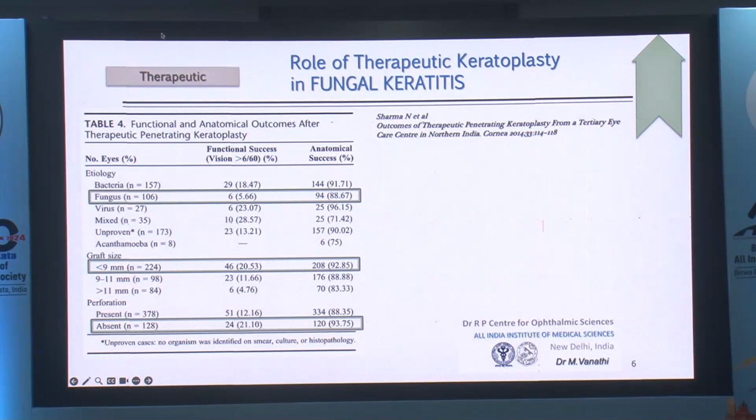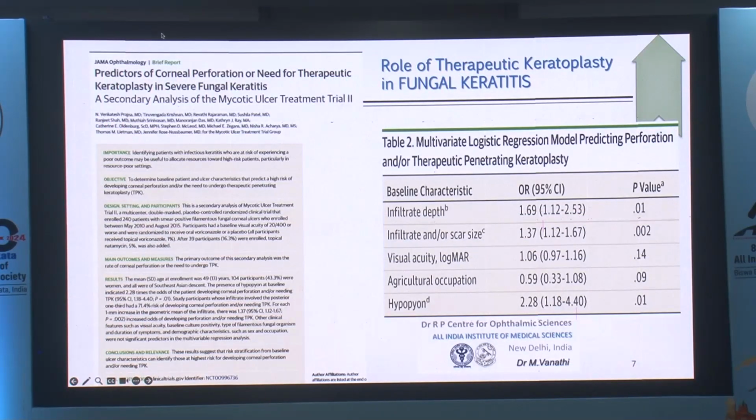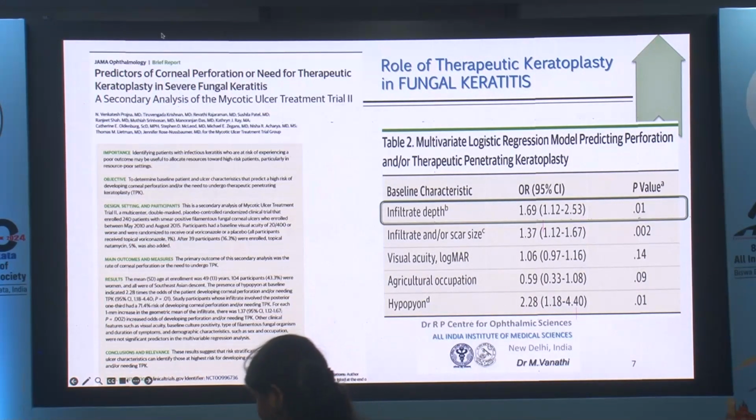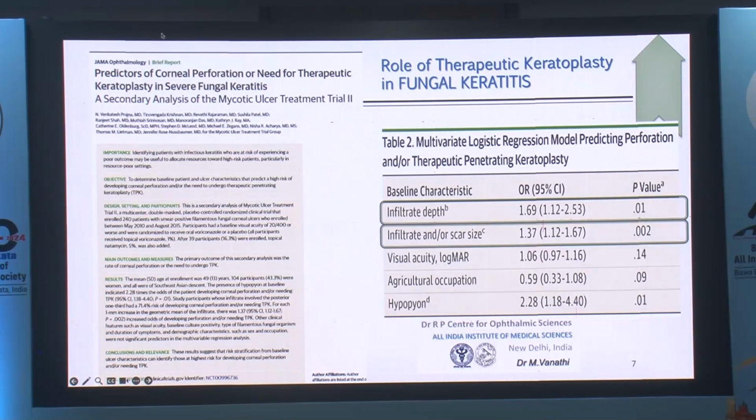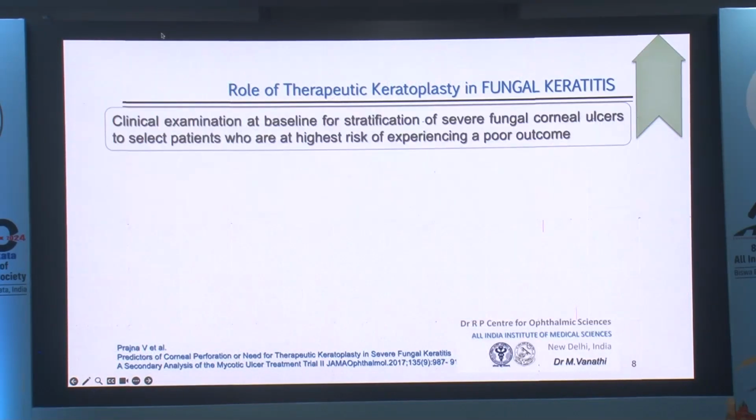Whenever they are large ulcers, ulcers over 7 to 8 millimeters will have a bad prognosis, and those which have perforated early, when you take them up, their outcomes are going to be less favorable compared to when you do it earlier on in these patients. Looking at the predictors of corneal perforation and the need for therapeutic keratoplasty in severe fungal corneal ulcers, the depth of the infiltrate, size and scar, visual acuity, and the presence of a hypopyon are all significant factors which can influence the final outcome after you perform a therapeutic keratoplasty.